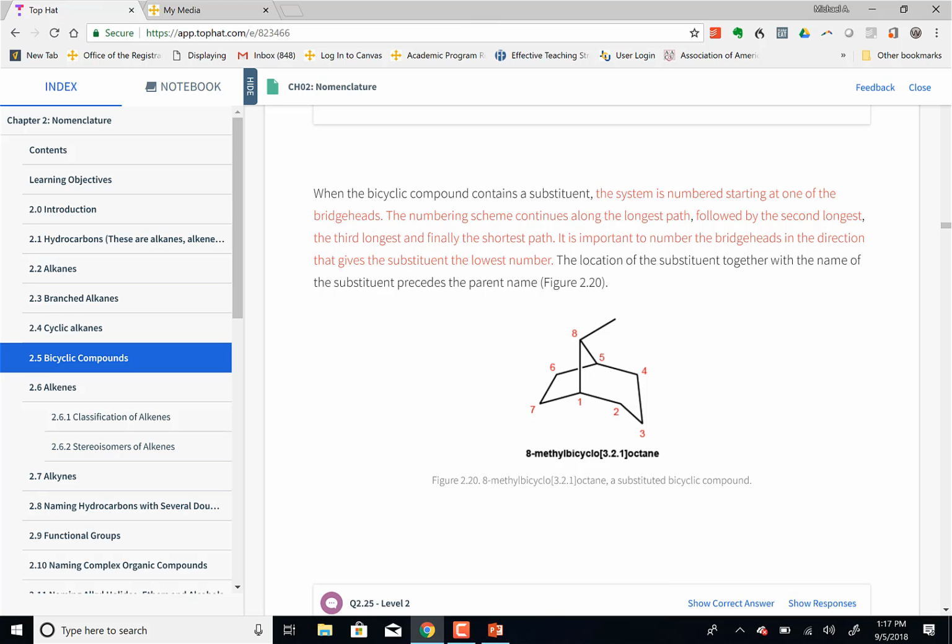So you don't have to say a number and then methyl. So in terms of the numbering scheme, what I highlighted here, even though I didn't put my initials on it, everything in red I still highlighted because I thought that gave a pretty good description. So the system is numbered starting at one of the bridgeheads. So that's where I have to start numbering, on the bridgeheads. Then you continue along the longest path, and then the second longest path, and then the third longest path.